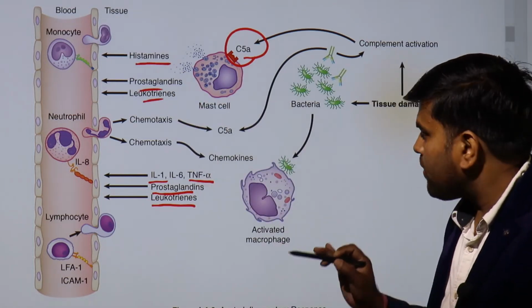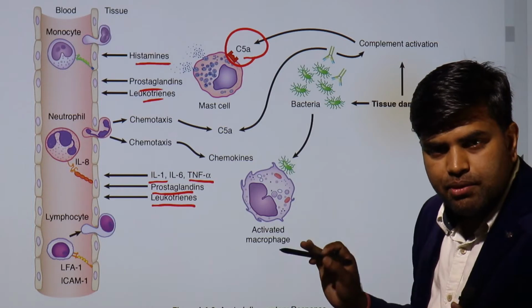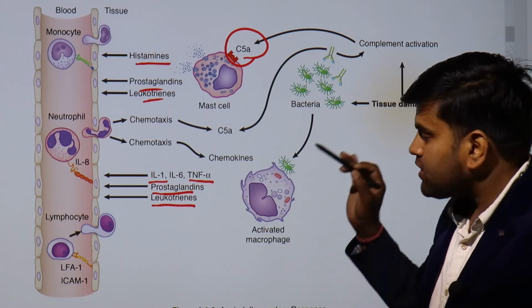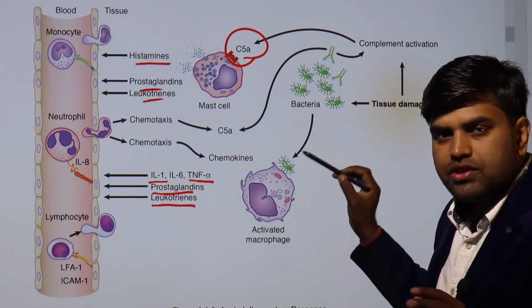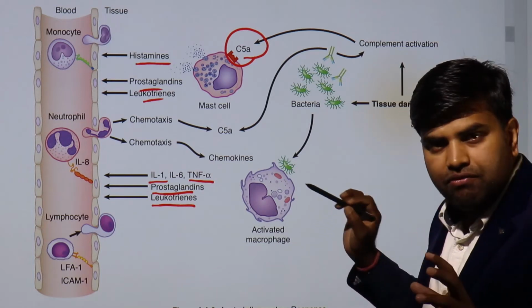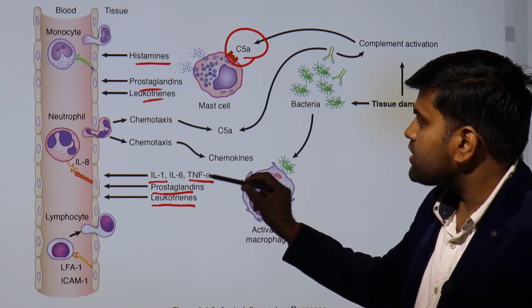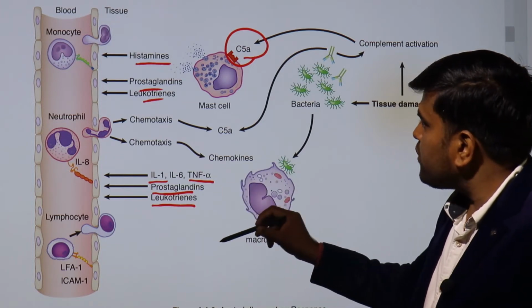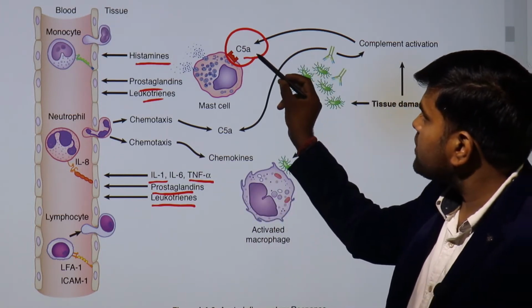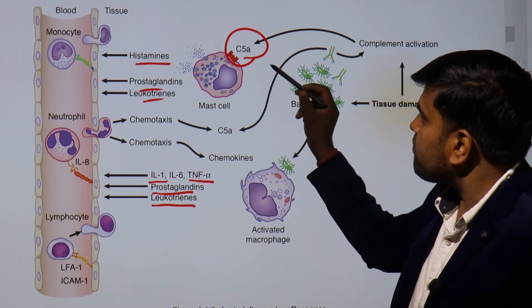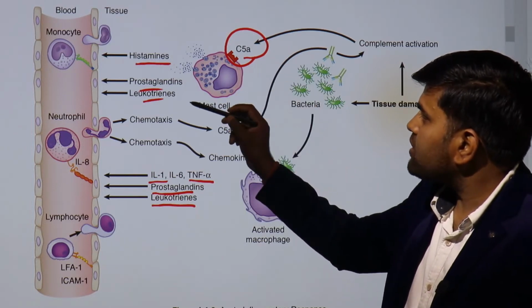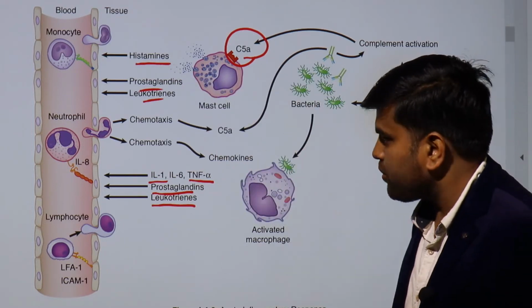So what is going on? There is a bacteria that has invaded your tissue. Now the macrophage and dendritic cell go and fight that bacteria, and they are releasing interleukin 1, interleukin 6, and TNF alpha, prostaglandin, and leukotrienes. The complement pathway is also releasing C5a, which acts on the mast cell, releasing histamine, prostaglandin, and leukotrienes.